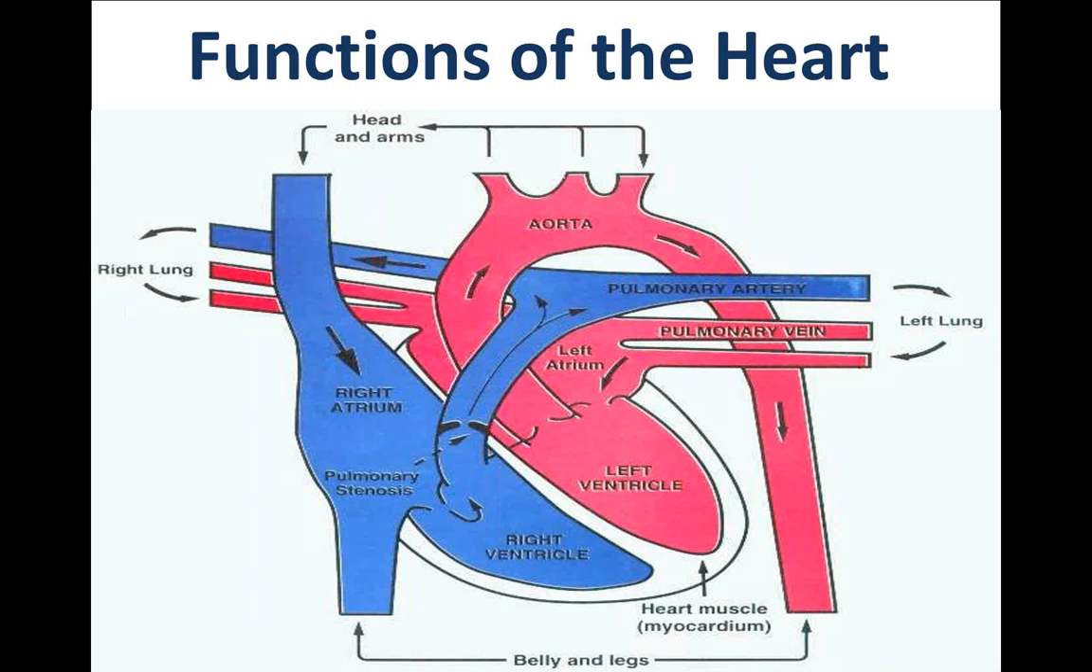So if you use an average of 80 beats per minute, a heart beats about 4,800 times an hour, 115,200 times a day, and 42,048,000 times a year. If you live to be 80 years old, that's around 3.5 billion heartbeats.